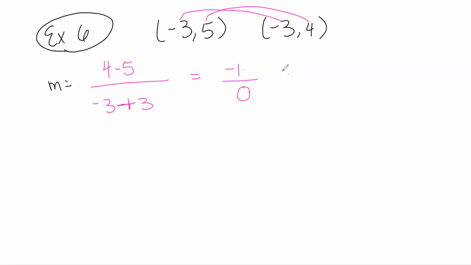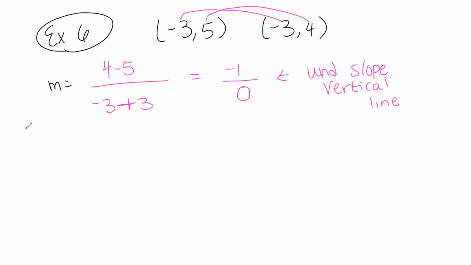-1 divided by 0 cannot be done. Your calculator will say error. This is undefined slope. So before you got to this lesson, you should have learned about undefined slope. That means it is a vertical line.